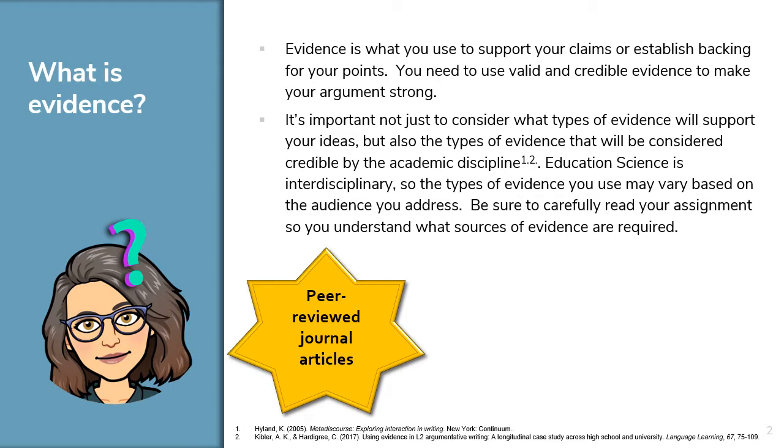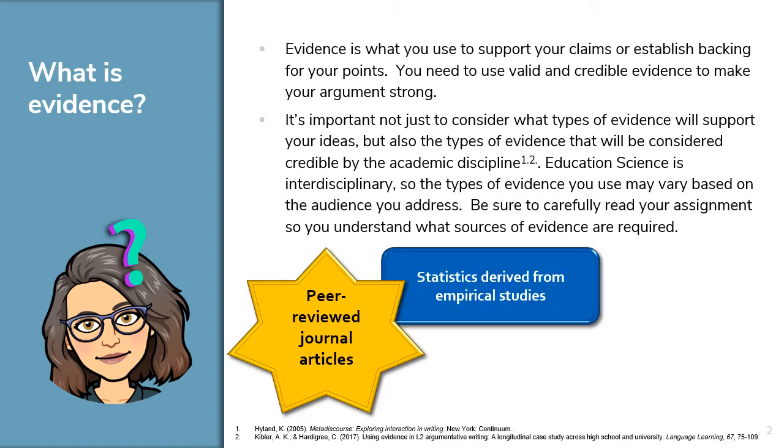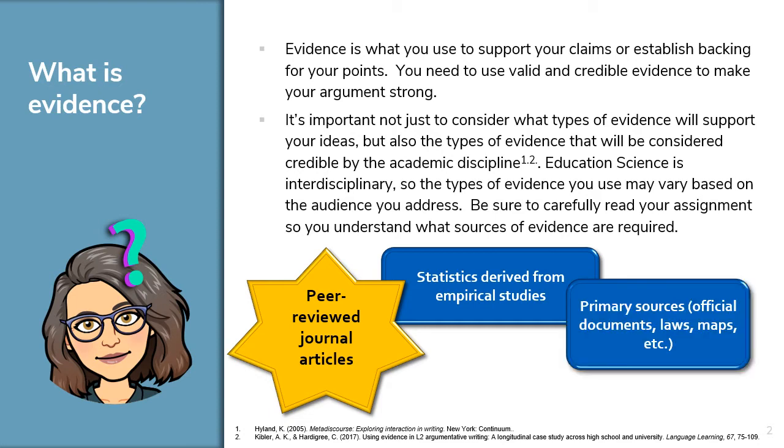In general, the gold standard for evidence in scholarly articles and scholarly writing are the peer-reviewed journal articles. These are papers that have been vetted or reviewed by other researchers and have basically been given the thumbs up by other scholars and researchers. They're considered trustworthy sources. Additional sources may be statistics derived from empirical studies or large databases, such as the census.